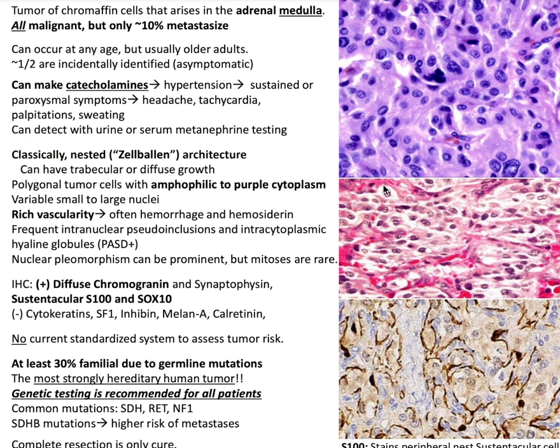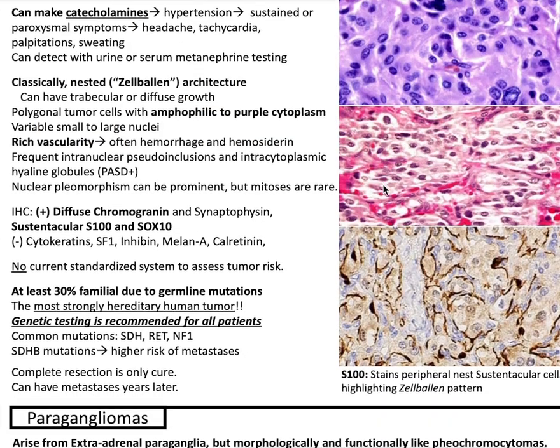The most strongly hereditary human tumor is pheochromocytoma. Genetic testing is thus recommended for all patients. Common mutations include SDH, RET, NF1, and if it has an SDHB mutation, there's higher risk of metastasis. Complete resection is the only cure, and you can have metastasis years later.